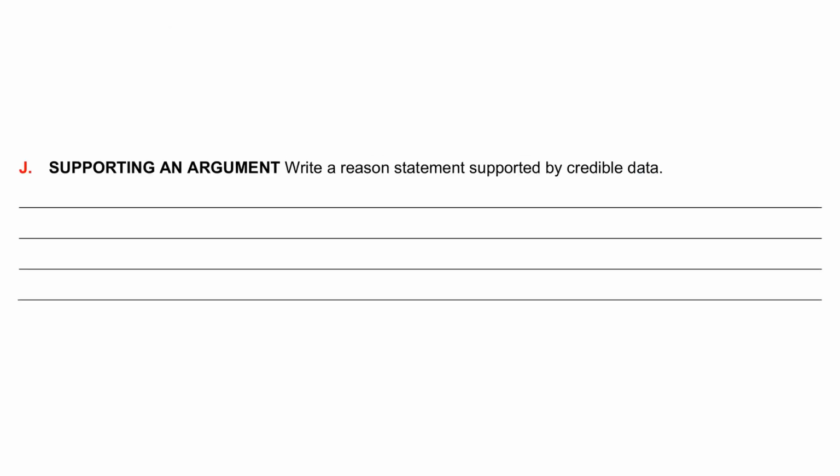Task J, supporting an argument. Develop a reason for your position and support it using the type of evidence introduced in this unit. This will give you practice connecting a reason with relevant supporting evidence.